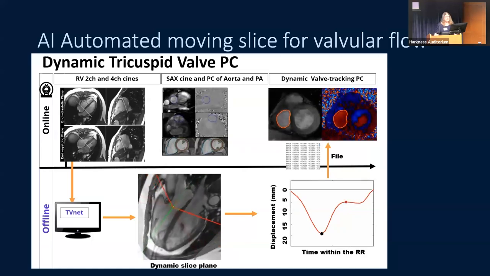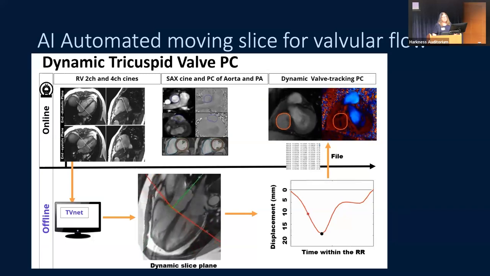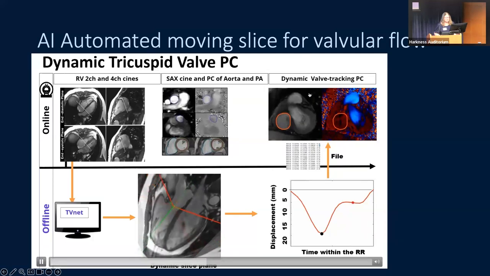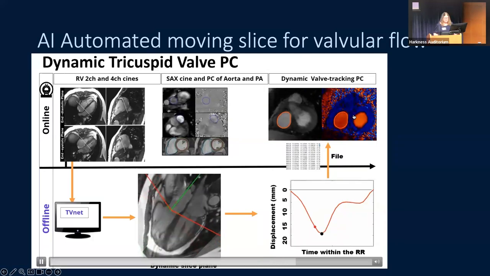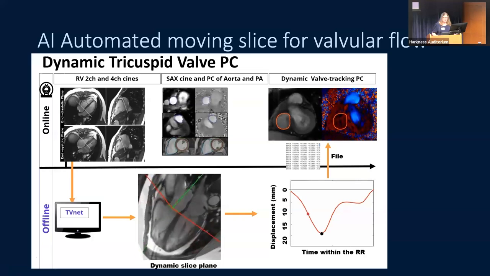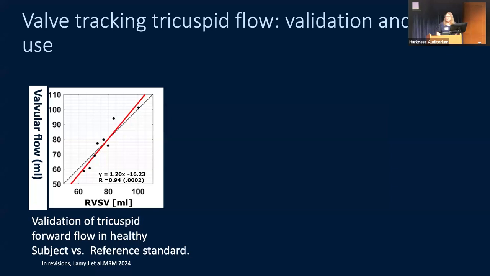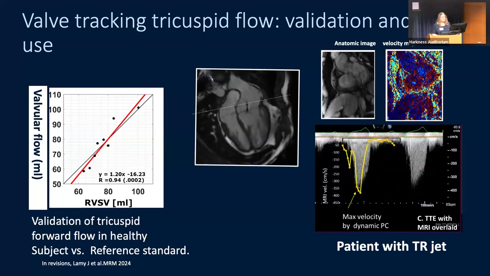And here you see the dynamic valve tracking measurement. So you see the anatomical image and the velocity image. And so we're successfully able to do this. So here we validated the valve tracking phase flow measurement compared to the reference standard, which is stroke volume based on the RV planimetry. And you can see that it's well validated in healthy subjects. And then we have started to image patients.